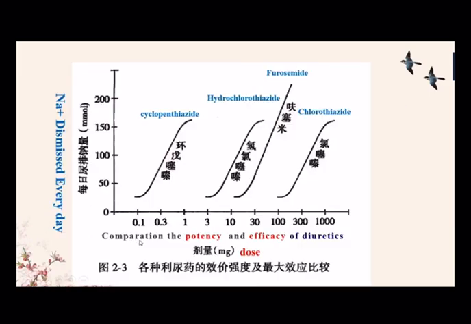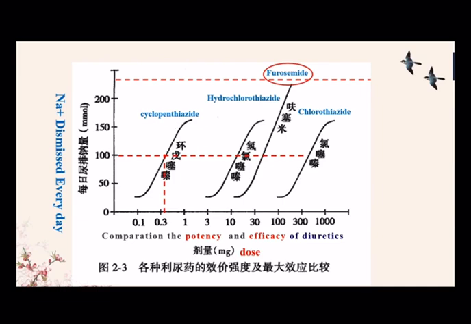Here is a comparison of the potency and efficacy of diuretics. The abscissa is dose. The ordinate is sodium excreted every day. Which drug has the largest effect? We couldn't make the decision. If we compare the efficacy, furosemide has the largest efficacy. If we compare the potency, cyclopenthiazide has the largest potency.